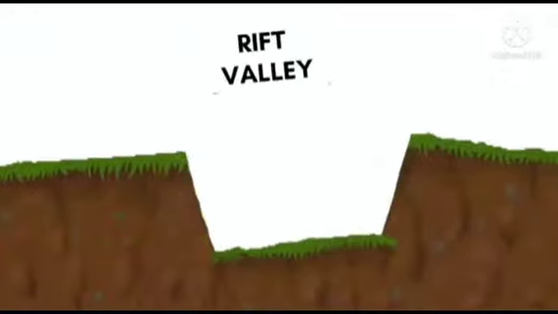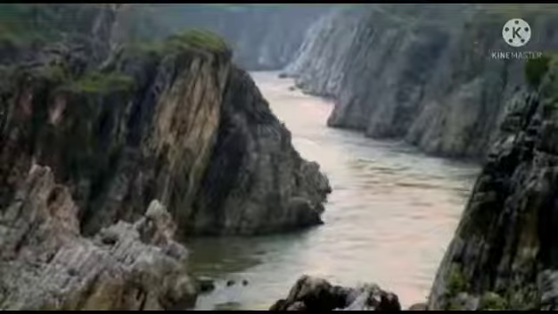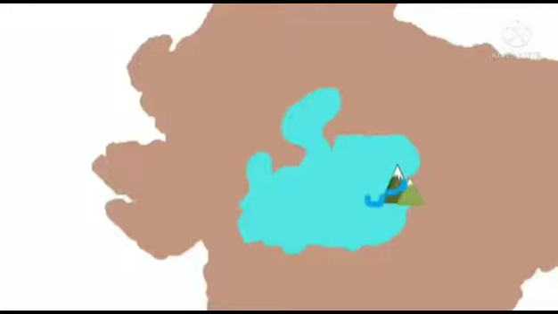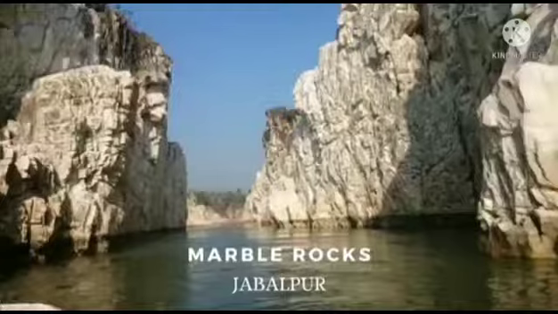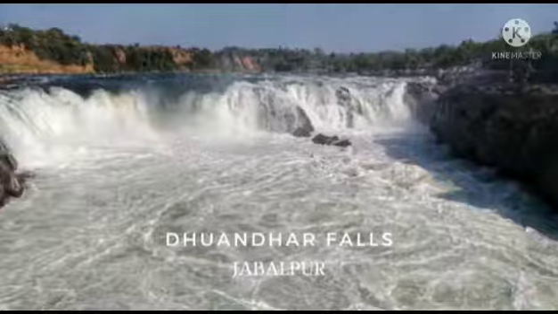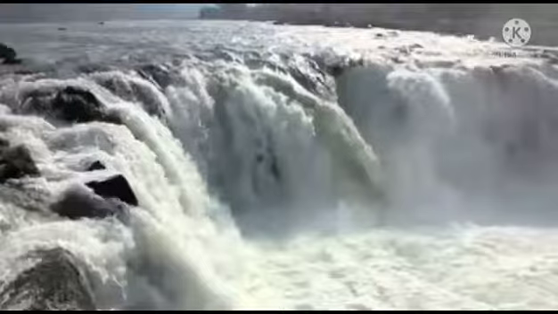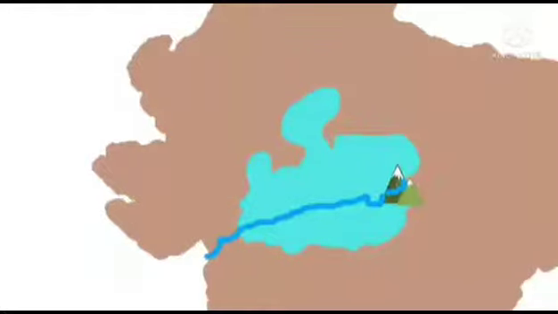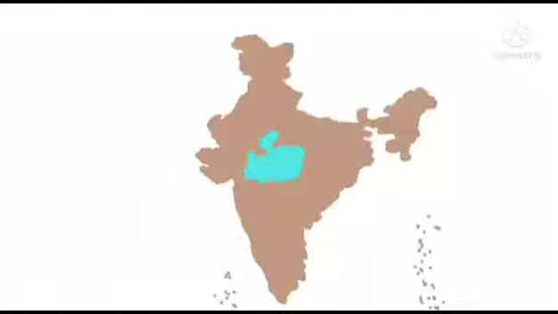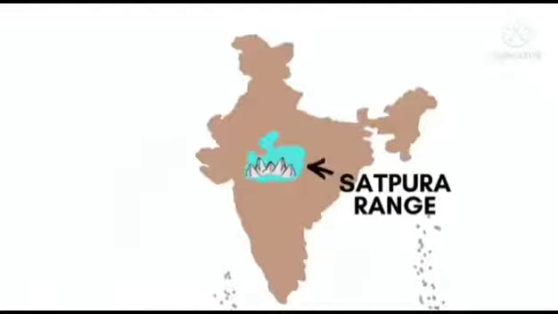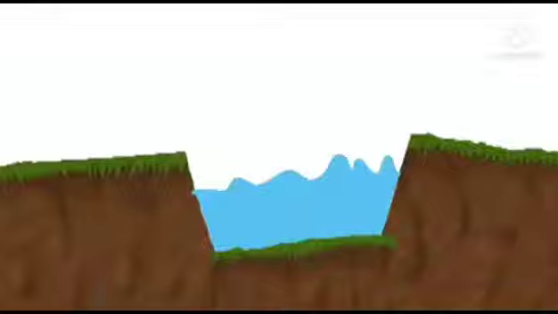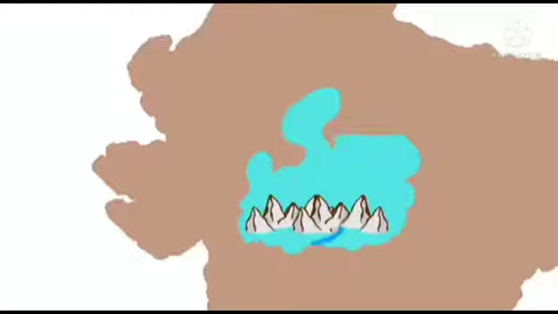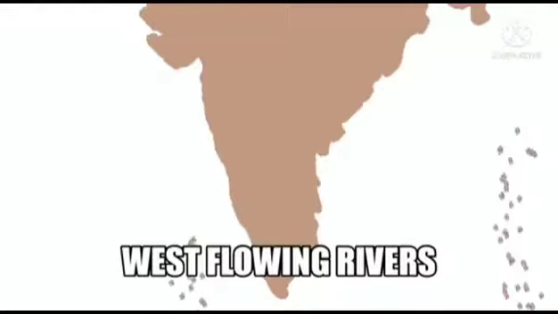And now this is the rift valley and rift falling that we say, which is caused by the big rivers. And these are the marble rocks in Jabalpur, Duhandar Falls, and the Tapi river, especially in Madhya Pradesh and the Satpura range. And due to the rift valley, they are moving in this side, especially into the Arabian Sea.